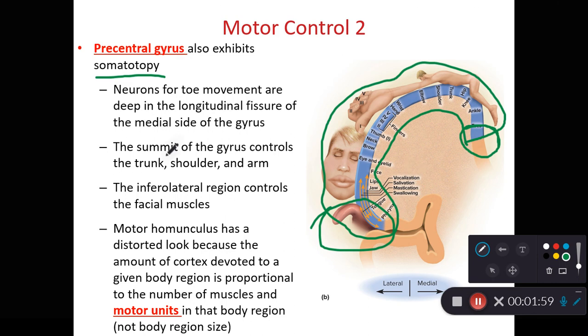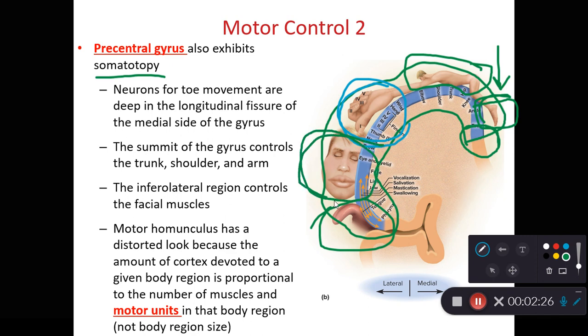As we're looking at the neurons associated with toe movement, they're very deep within the longitudinal fissure. And then as we're progressing, we have the trunk and torso of the body along the superior margin. And then as we start to head laterally, we'll have the hand be processed on the lateral margin and superior margin. And then as we start to head inferiorly, we'll have the head being processed.